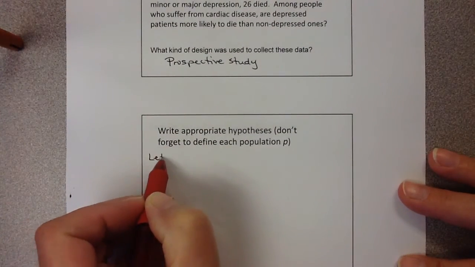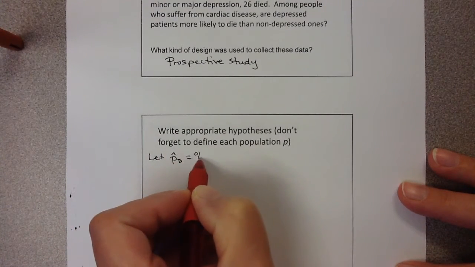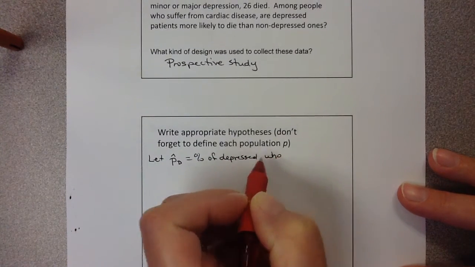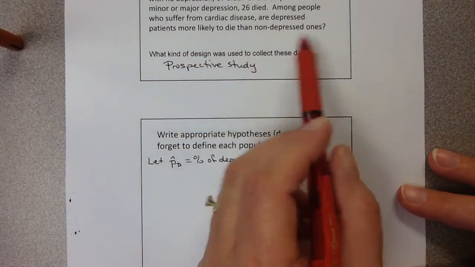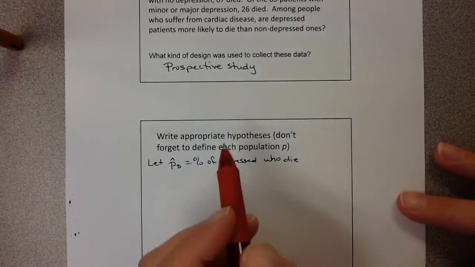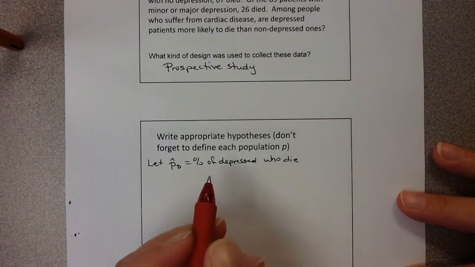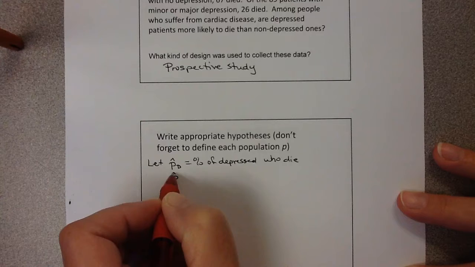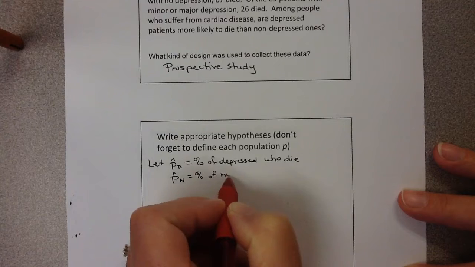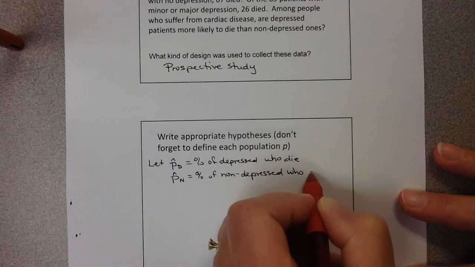So let's let p hat sub D be our depressed people. So the percent of depressed people who we're trying to find out if they're more likely to die. So it's the percentage of the depressed people who die. Okay, that's considered a success, even though ideally that's not really successful, but that's how we want to attack this problem. And then p hat sub N, let's say, for non-depressed. So p hat sub N is the percent of non-depressed people, well, no, non-depressed people in general who die.